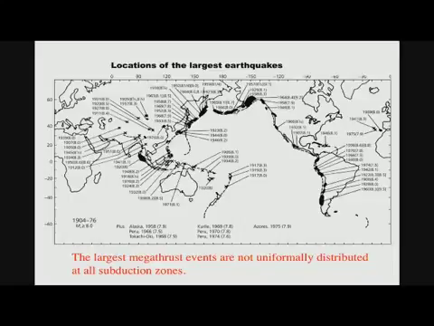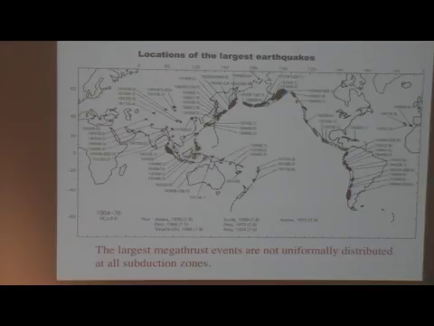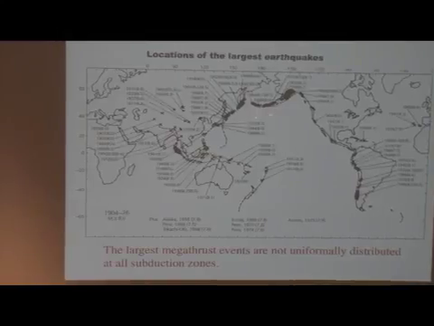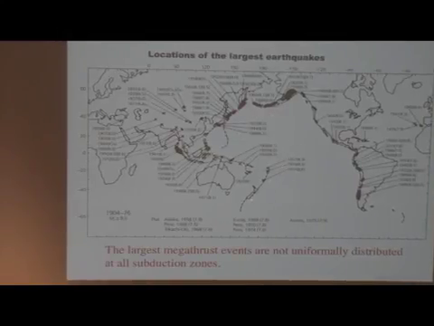You can see that along the subduction zone in South America, Alaska and the Aleutians, into Kamchatka and Japan, we have a lot of very large earthquakes. But if you look at the Marianas and down here in New Zealand, there's a dearth of large events. So we'll get back to that.